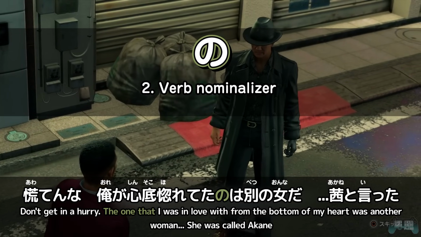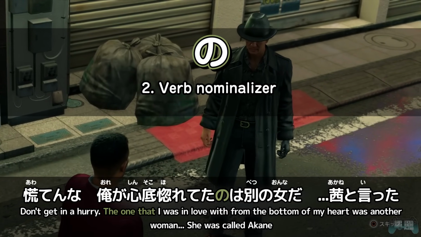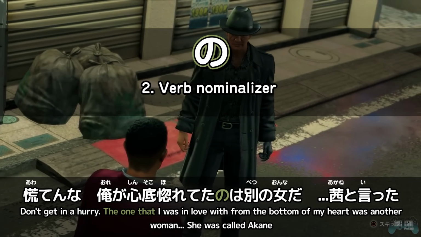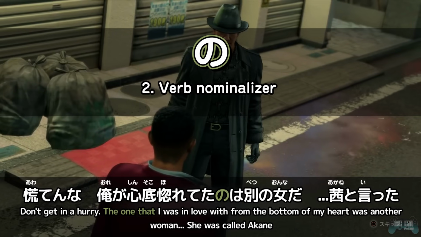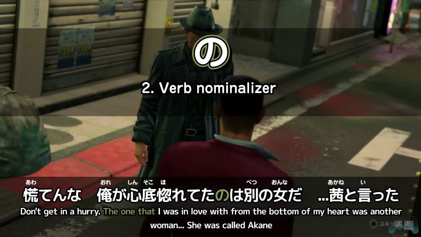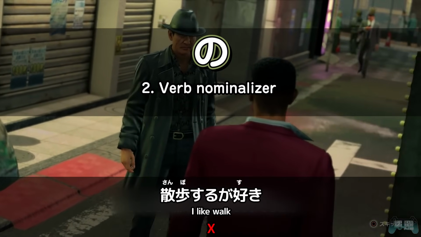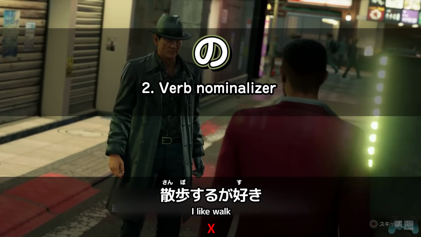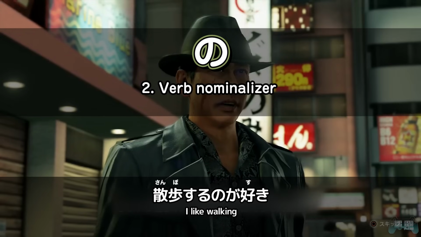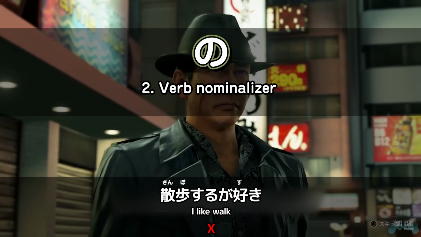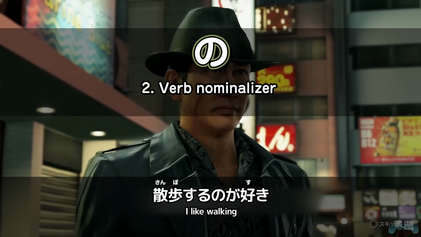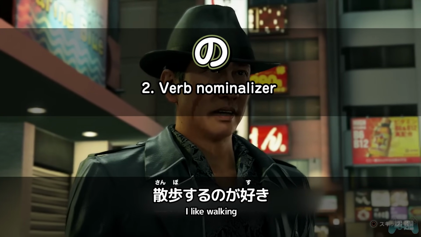No. The verb nominalizer. The no particle is also incredibly useful for this cool sounding action, nominalizing verbs, which just means turning verbs into nouns. This is really useful because then we can talk about verbs as objects or topics rather than just actions that you do. Think of it kind of like ing in English. I like walk is incorrect, you just can't say that. But I like walking, you can. And it's just like this in Japanese. If you say sanpo suru ga suki, it's just incorrect. You need this ing, and so you need the no particle to turn that verb into a noun. And so you would say sanpo suru no ga suki.